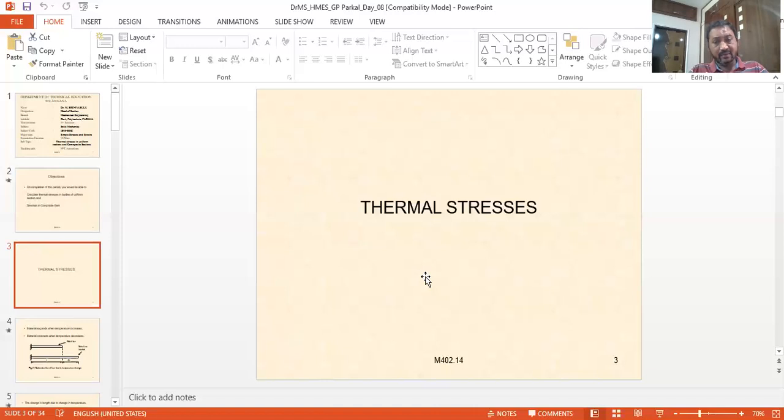In the next class, we will discuss the thermal stresses in the composite bars. A bar made up of two or more materials, but which acts like a single unit, is called a composite bar, and the effect of temperature and the thermal stresses in the composite bars will be discussed in the next lesson.